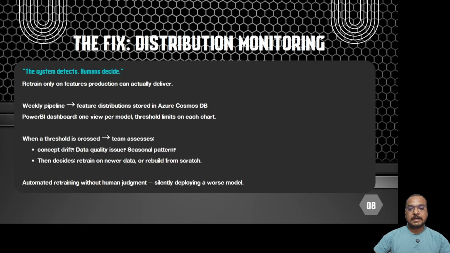That's the signal for our data scientists to assess, is this genuine concept drift, a data quality issue upstream, a seasonal pattern? Depending on the evaluation against the validation set, they either retrain the existing model on newer data or build a new model from scratch. The key principle: the system detects, humans decide. Automated retraining without human judgment is how you silently deploy a worse model.